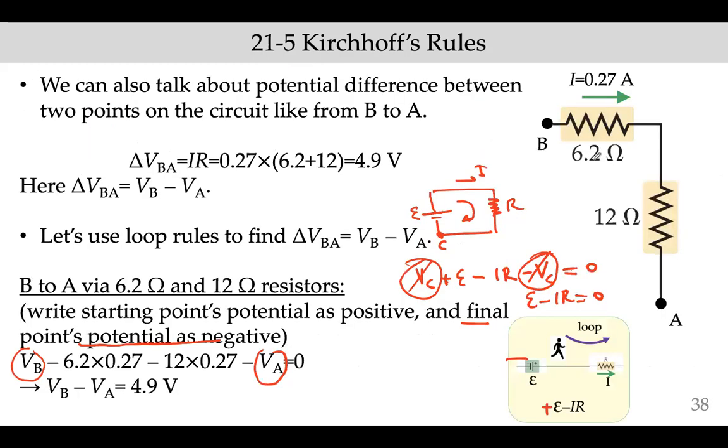But if you don't have a complete loop, only a section of the circuit like this, then in that case, you have to write the initial and the final points' potentials.